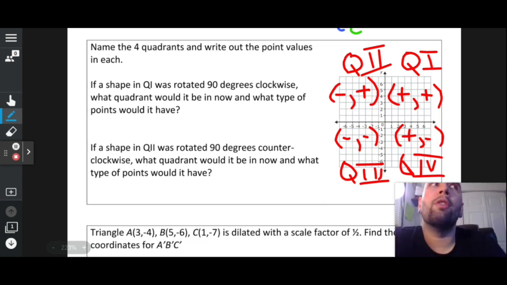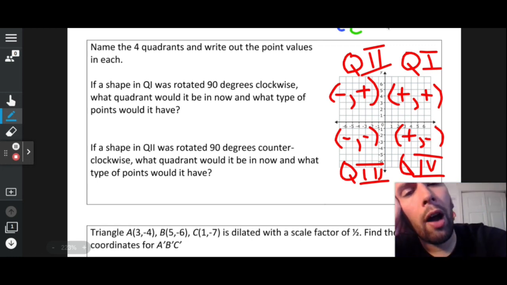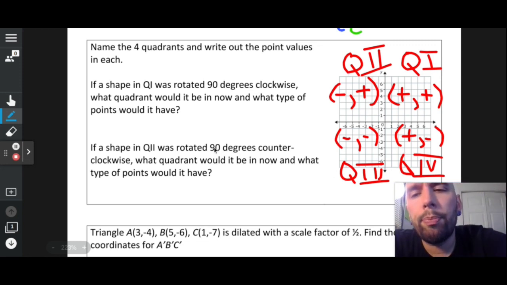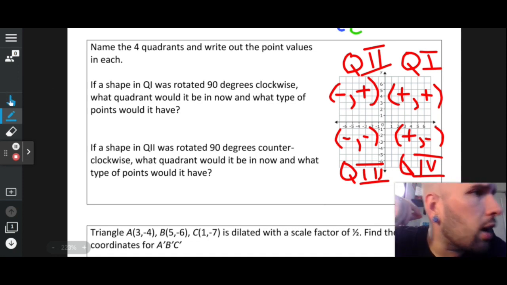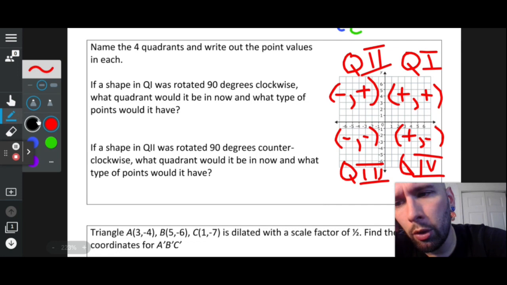All right, so if I was given a point like (5, 8), I'd go right 5, up 8. If I was given the point (-5, 8), I'd go left 5, up 8, so on and so forth. If the shape in quadrant 1 was rotated 90 degrees clockwise, what quadrant would it be in now, and what type of point would it have?